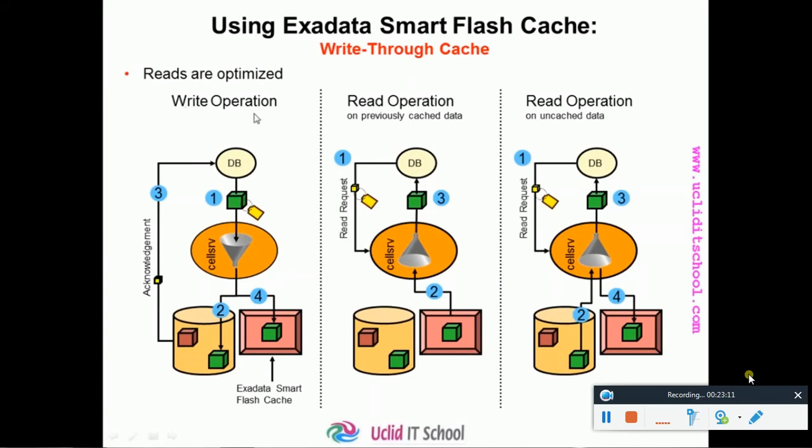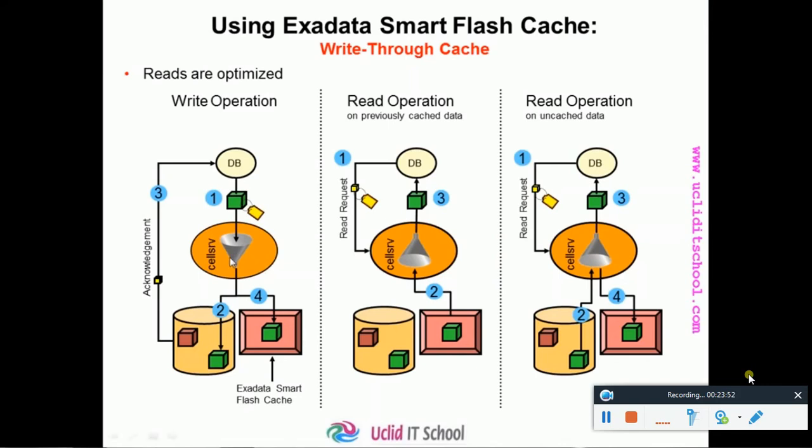First, write operation. We will see the write operation. You have a database server and a storage server, and on the storage server you have hard disk and flash disk. Hard disk based storage and flash disk based storage. Now the database server sends an IO request, a write request to the storage server, which reaches the cell server process. So all IO related operations are done by the cell server.